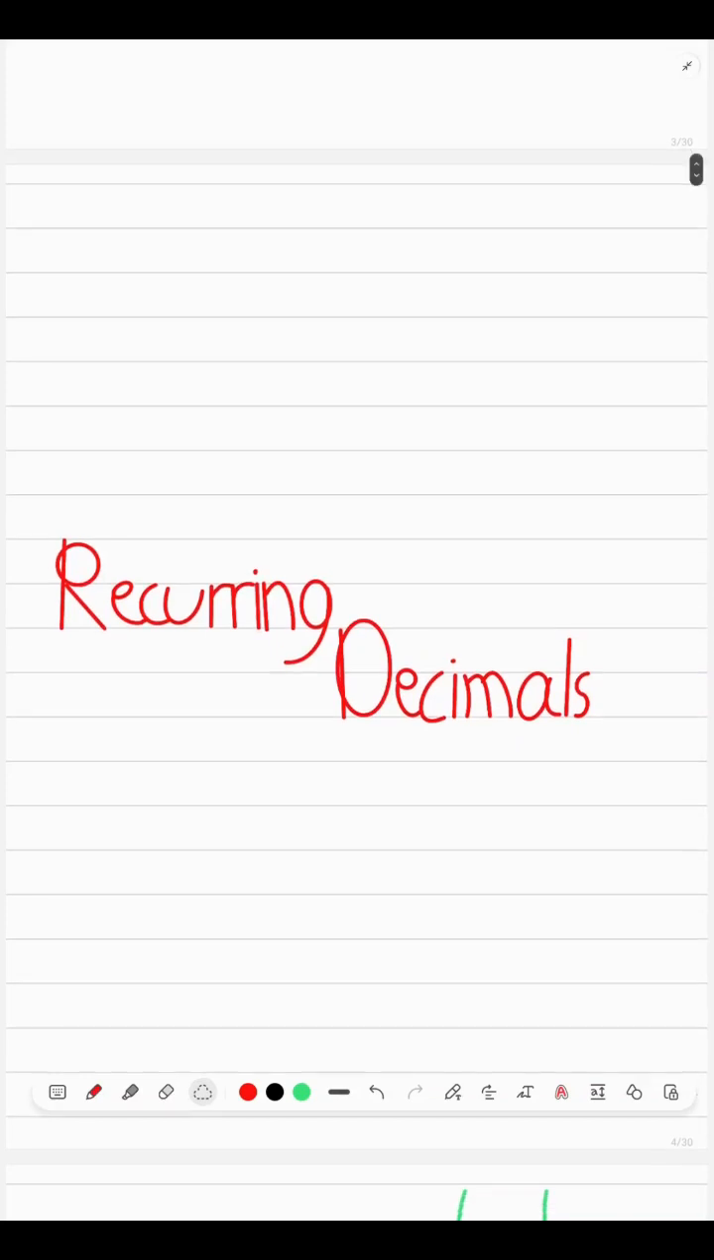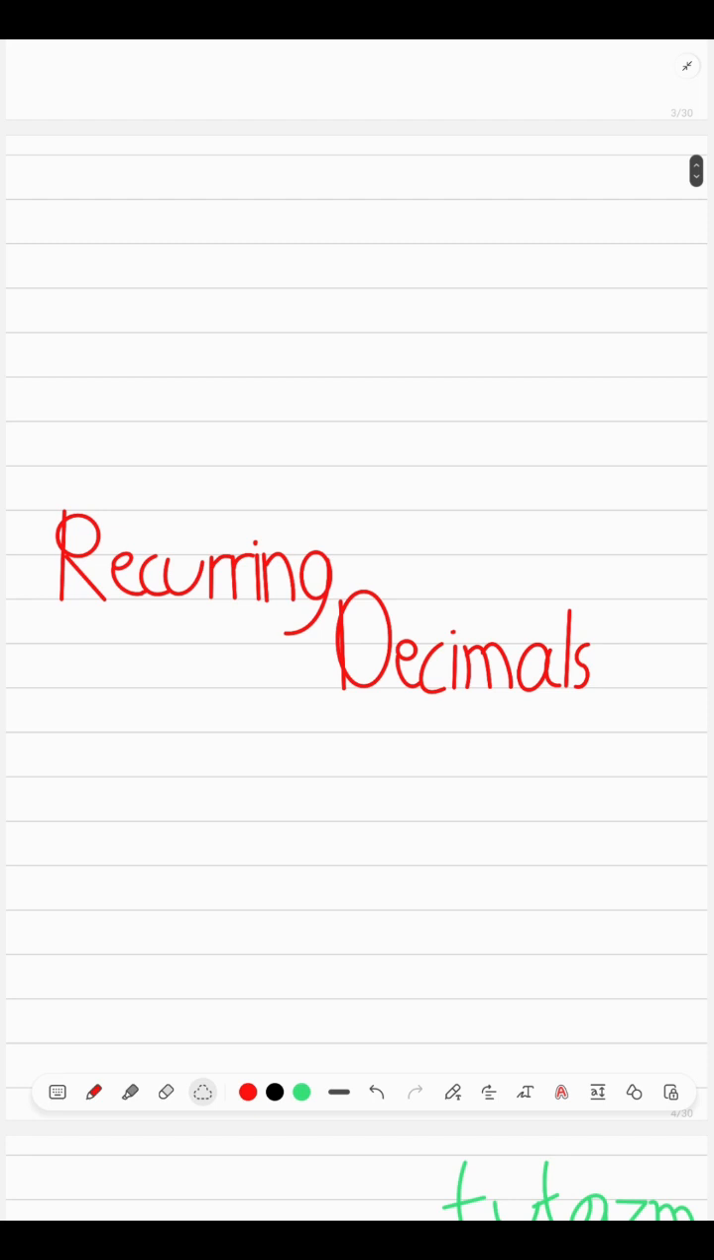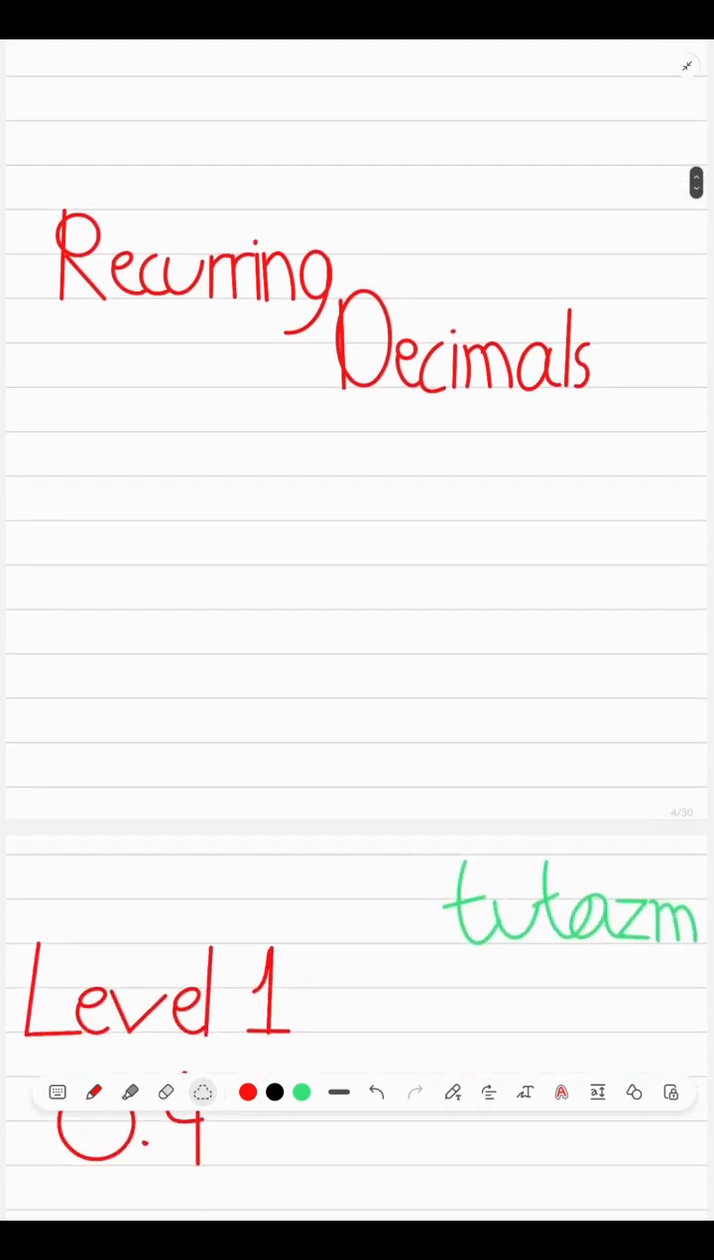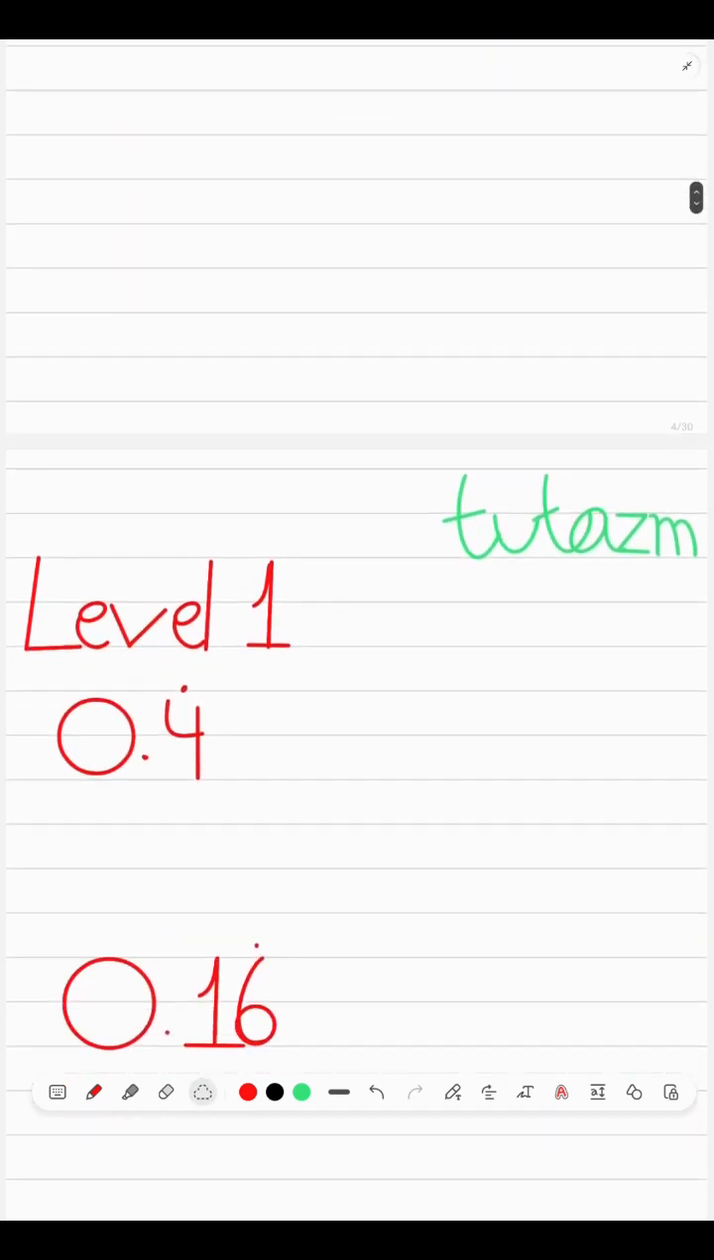In this video I'll be going over recurring decimals and specifically how to convert recurring decimals into fractions. So I've split the video up into 3 levels and each level goes up in difficulty. We'll start by looking at how you can convert 0.4 recurring into a fraction.